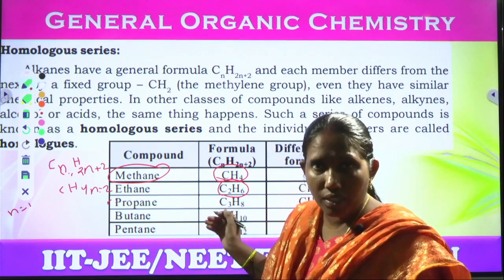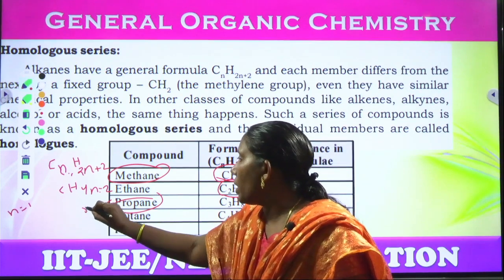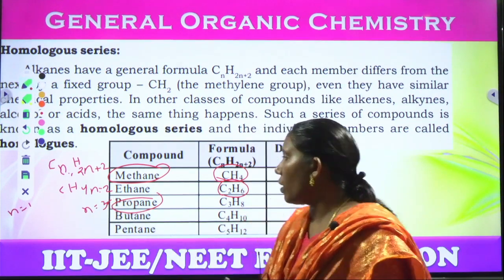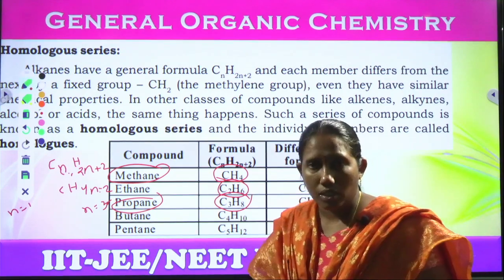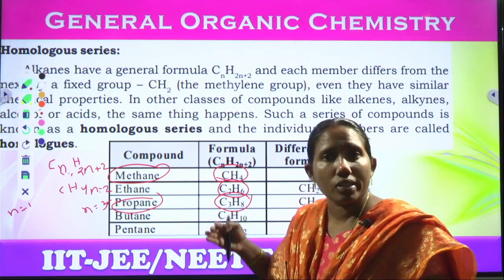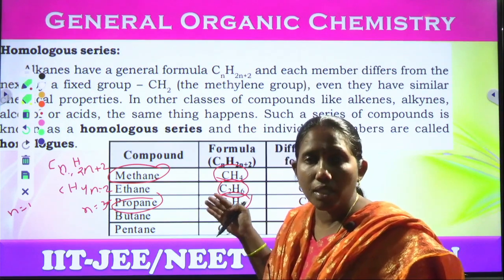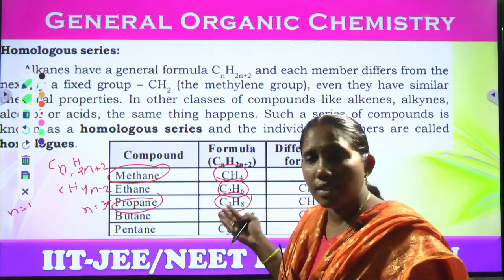We already discussed this, but just listen. Next, when n equal to 3, C3H8, propane. So this is the alkane series of molecules. The alkane series means when n equal to 1, n equal to 2, n equal to 3, and so on; this is the series.